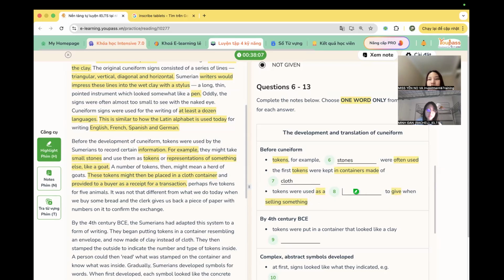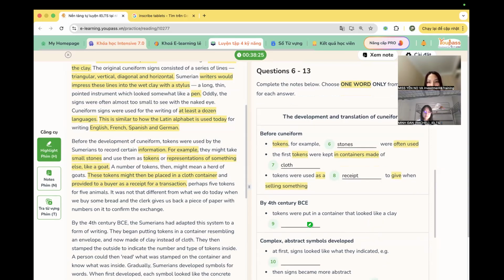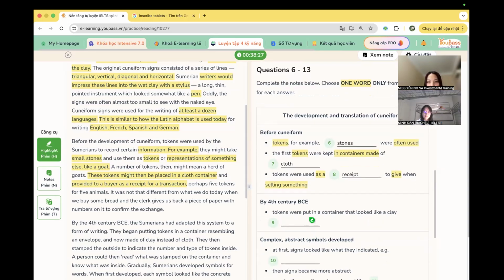Transactions? A transaction is selling something already. Or maybe a receipt? Yeah, as a receipt to give when selling something. Tokens were put in a container that looked like clay.